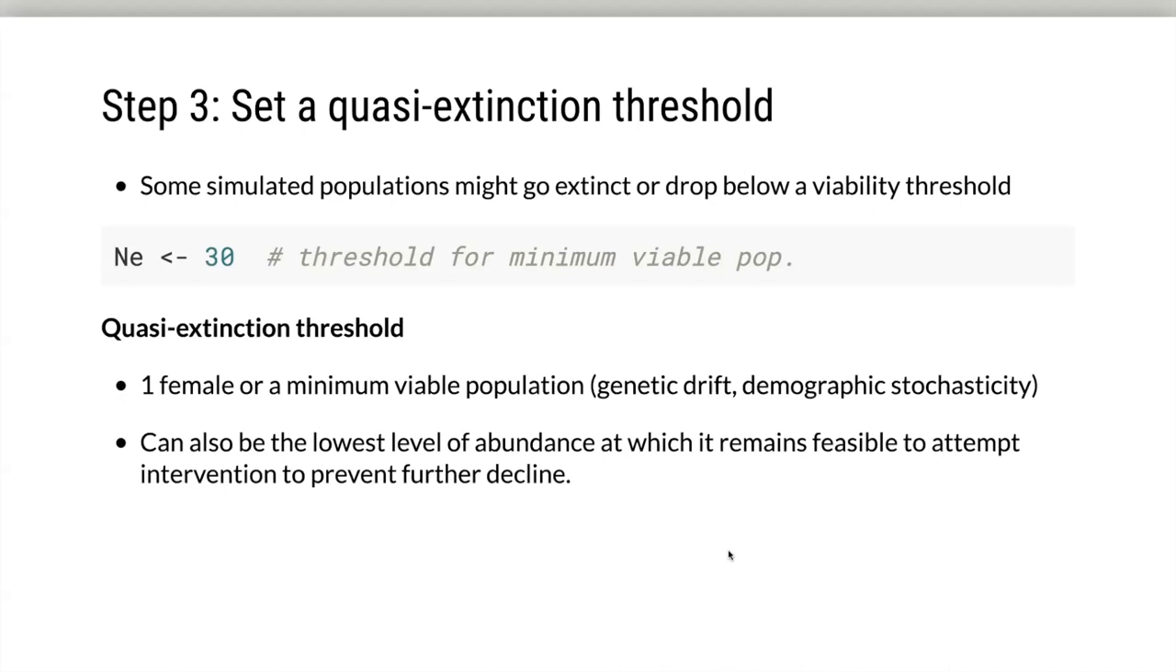Which means that in our simulations, we're going to consider that the population is quasi-extinct if it goes below 30 individuals. Okay, so when we are trying to count over the 500 populations that we simulated how many of them go extinct, we consider that all the populations that reach this threshold of 30 individuals are going to be extinct.